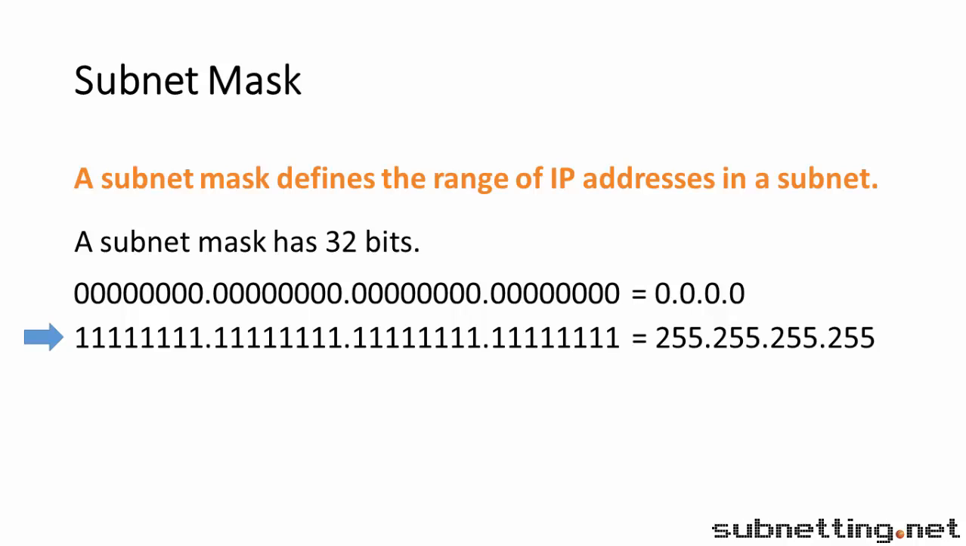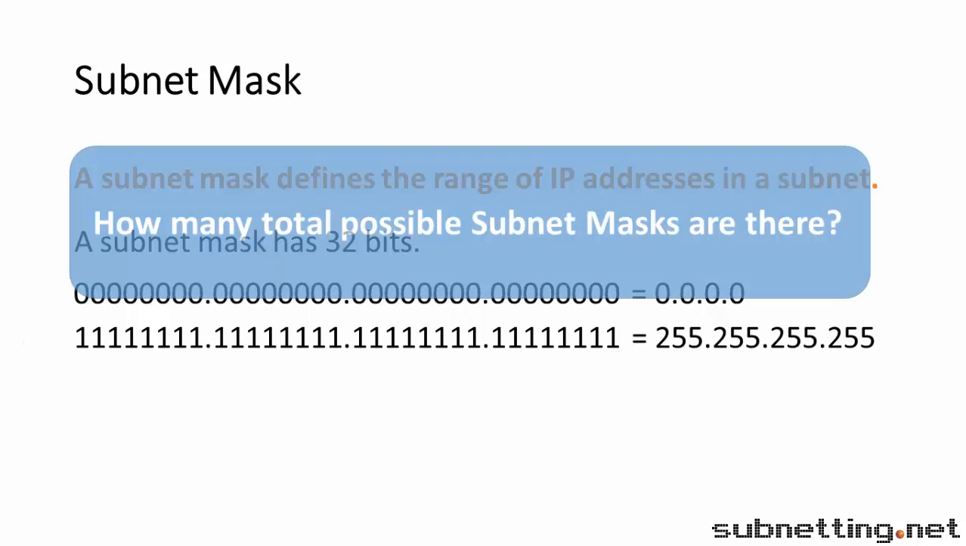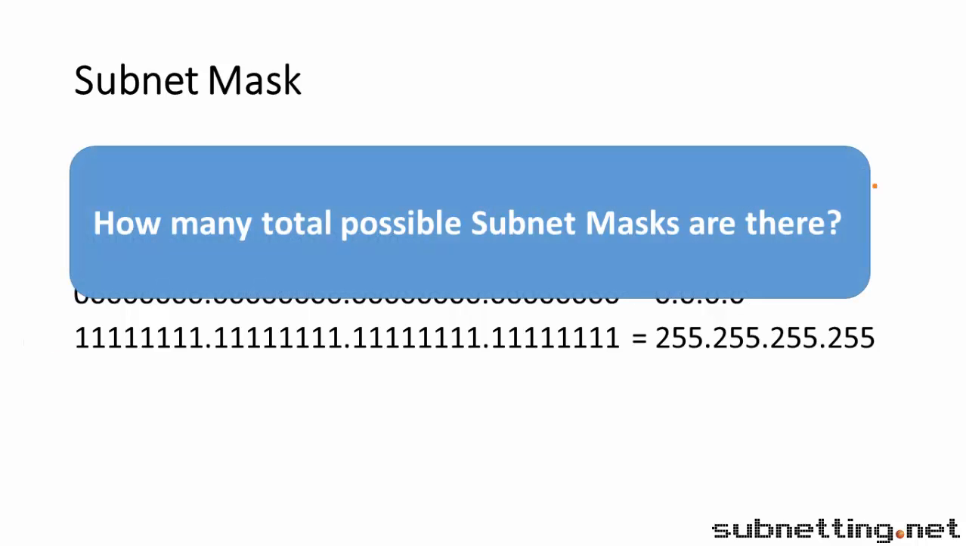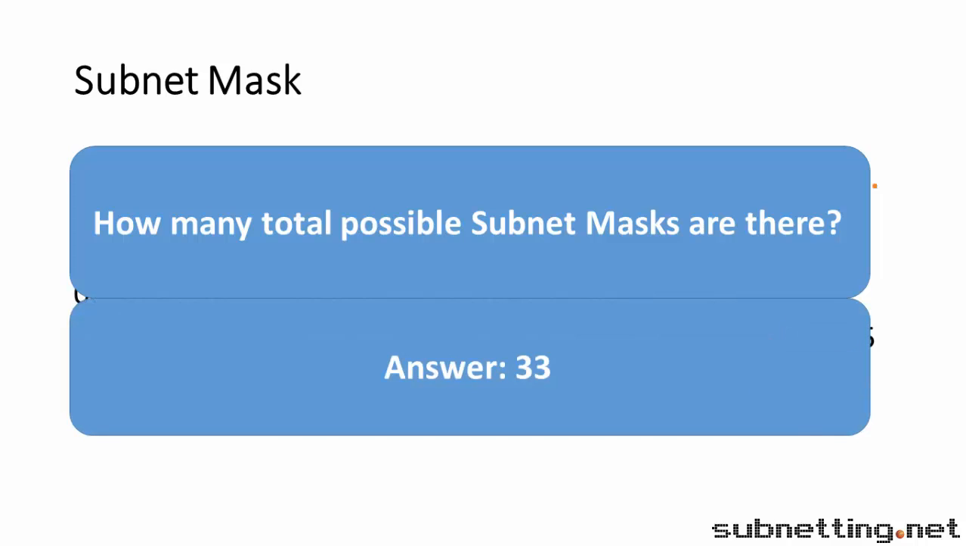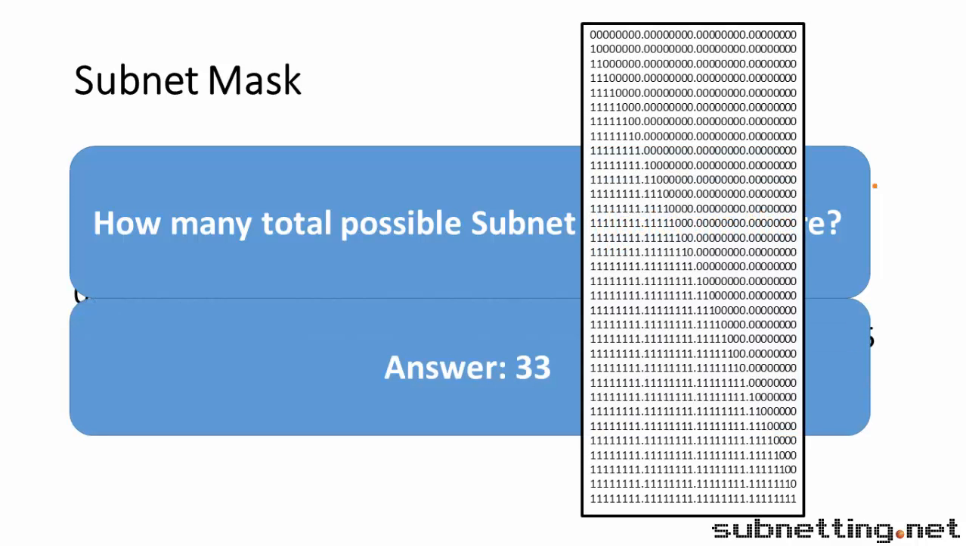Since a subnet mask is constrained by the rule that it must have ones followed by zeros, there are a limited number of possible subnet masks. Can you figure out how many there are? The answer is 33. 1 for all zeros, plus 1 for each of the 32 bits that can be the last one in the mask.